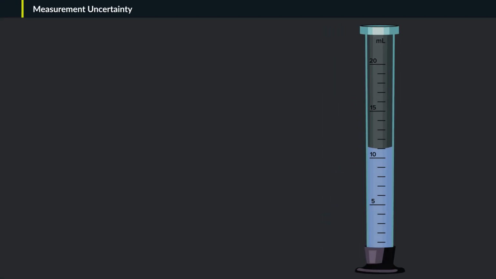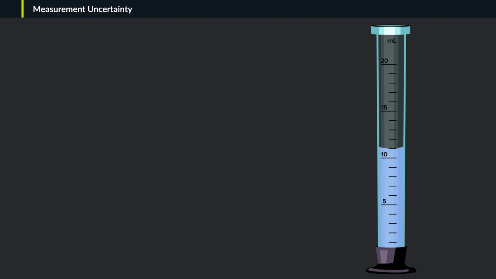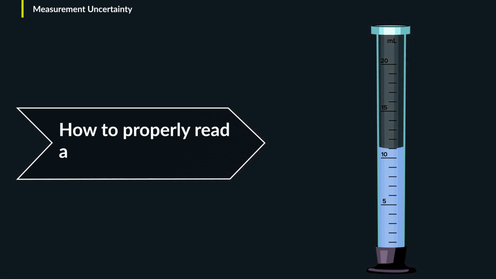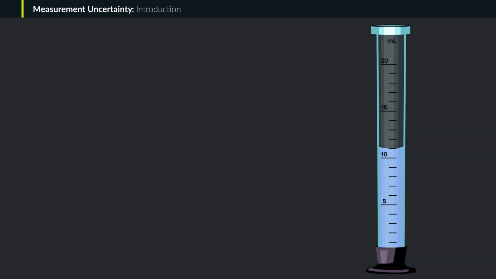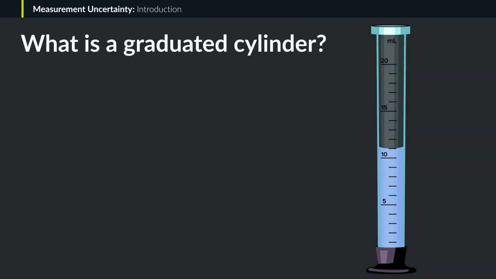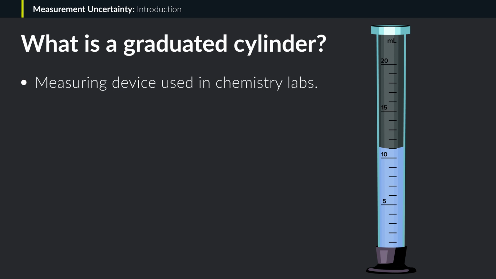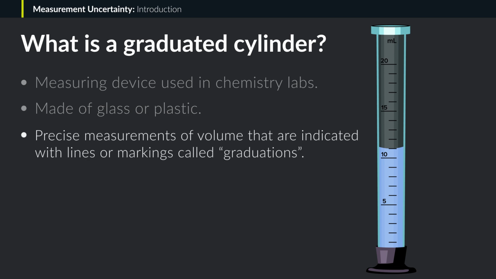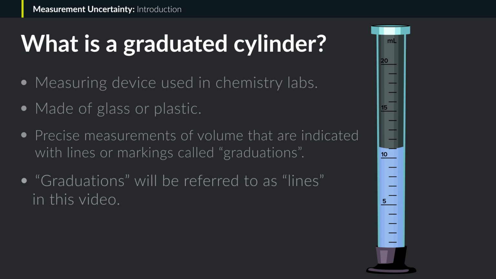In this video, you are going to learn about measurement uncertainty, and how to properly read the amount of liquid in a graduated cylinder. A graduated cylinder is a measuring device used in chemistry labs. It is a glass or plastic cylinder with precise measurements of volume that are indicated with lines or markings on its exterior. These lines or markings are called graduations, but will be referred to as lines in this video.